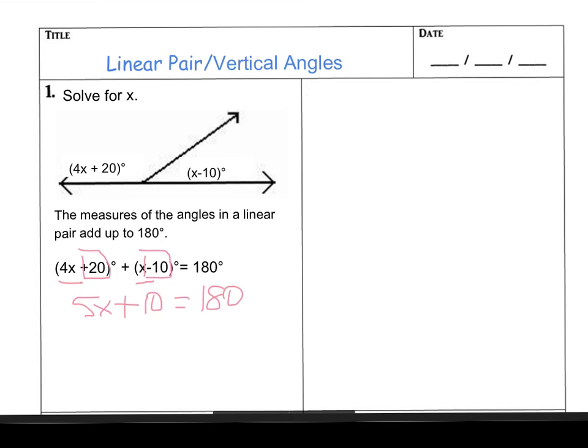Let's go ahead and solve for x. My next step, I'm going to subtract 10 from both sides. Okay, so these are going to cancel. Bring down what I have. I have 5x is equal to 170. My next step, divide by 5.